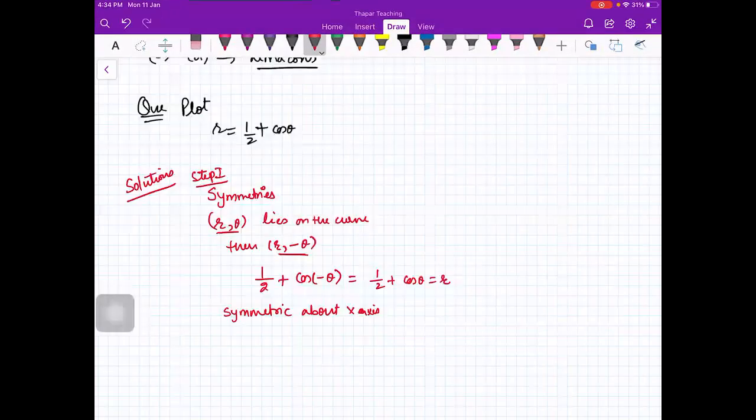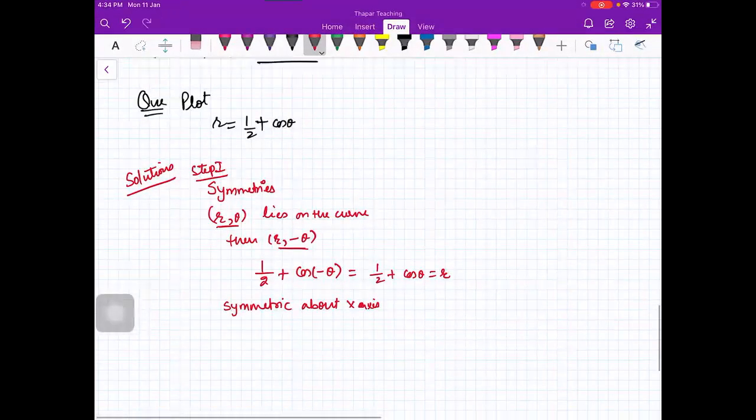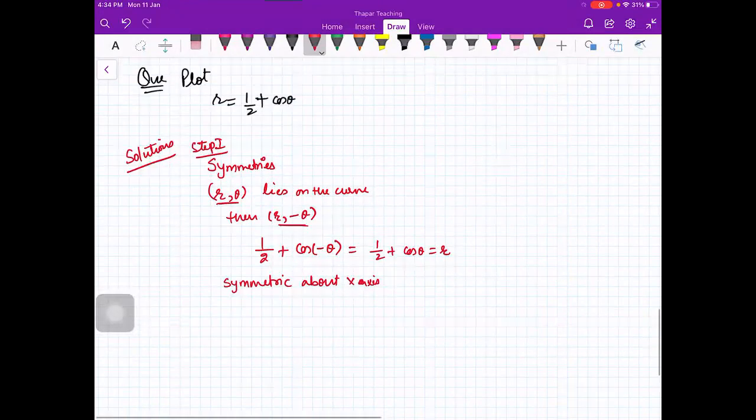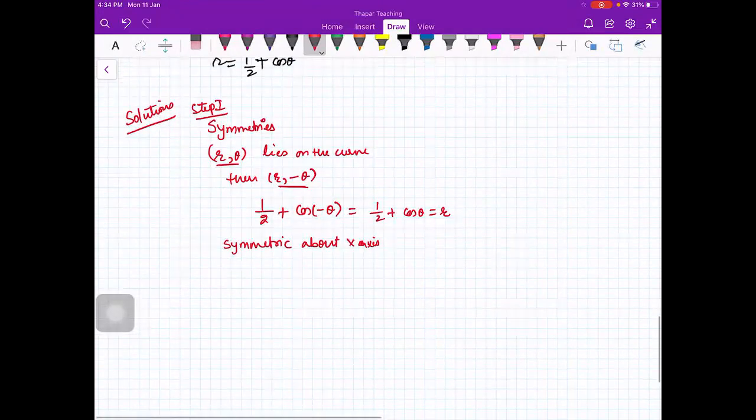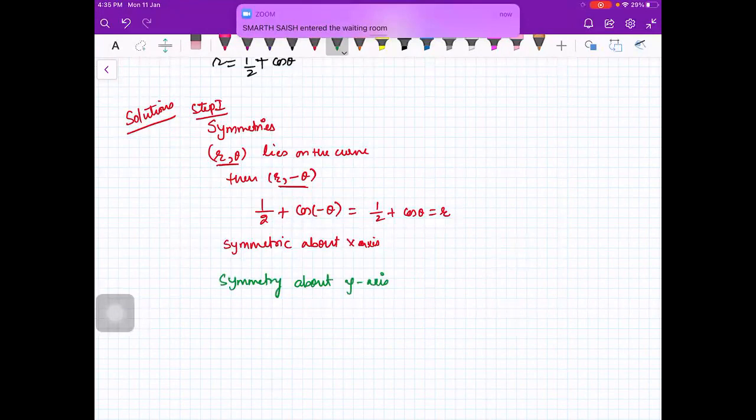Now, check the symmetry about y-axis. You can very easily check. It is not there. Okay, symmetry about y-axis. Can anybody tell me how do you check the symmetry about y-axis? Yes. Anybody? Symmetry about y-axis. How do you check symmetry about y-axis? Beta, doesn't anyone remember? How to check symmetry about y-axis?